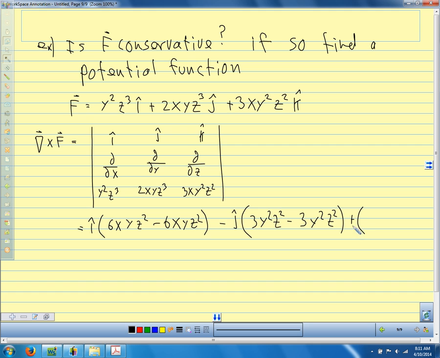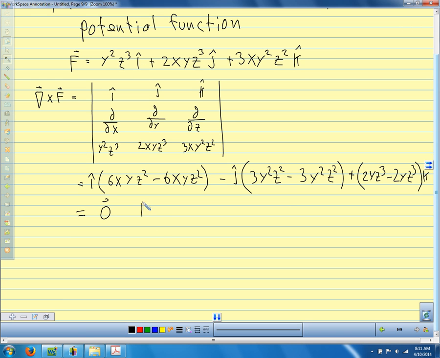Plus, and for my last set of partial derivatives, I'm going to take the partial with respect to x of this, so I get 2yz cubed, minus, and I'm going to take the partial with respect to y of this, 2yz cubed, k hat, and I get 0, the 0 vector. So this field is conservative. Our curl is 0, so our field is conservative.